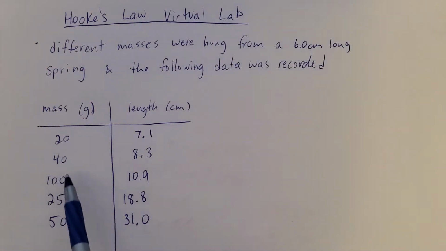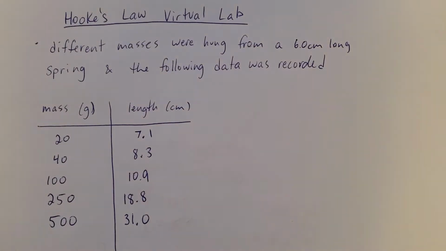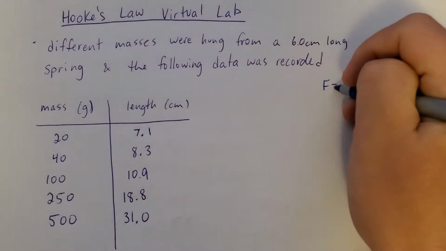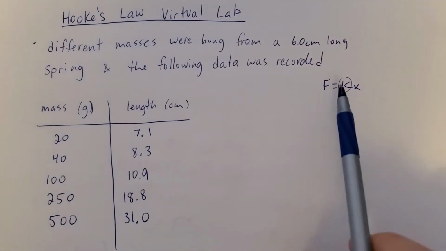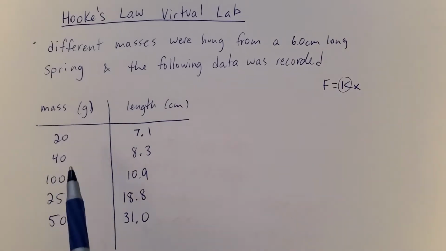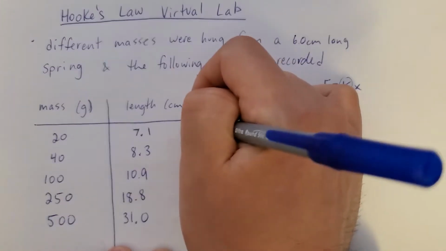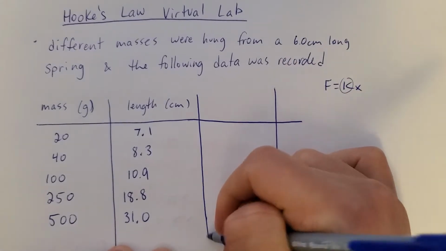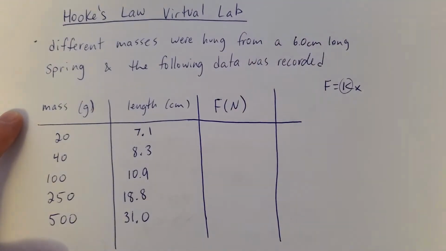So these are the masses in grams, and then this is the length of the spring when the mass is hung from it. Now, if you remember Hooke's law, it's F equals kx. We're looking for k, and we don't actually have F or x. We can get it from here, okay? But what I'm going to suggest we do is expand our table. We can get the force from the mass, okay?